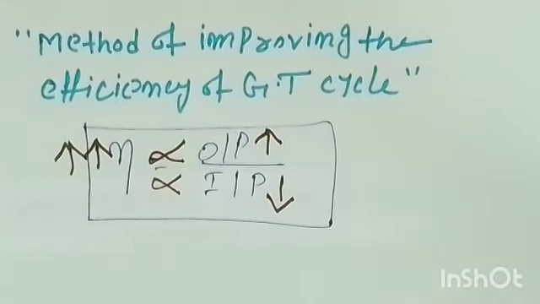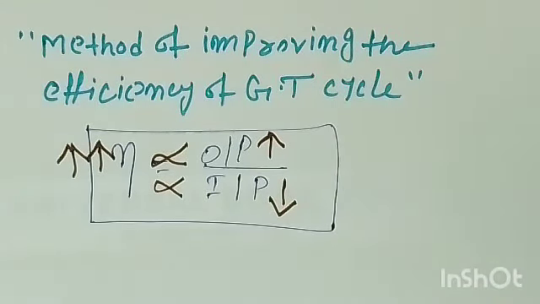So the efficiency of a gas turbine cycle can be improved in two ways: either by increasing the output or by decreasing the input. Let's think about what the output and the input are. The output is the turbine work. Whatever work is produced by the turbine, from that work we first supply the work input to the compressor, and the remaining work is used for power generation.